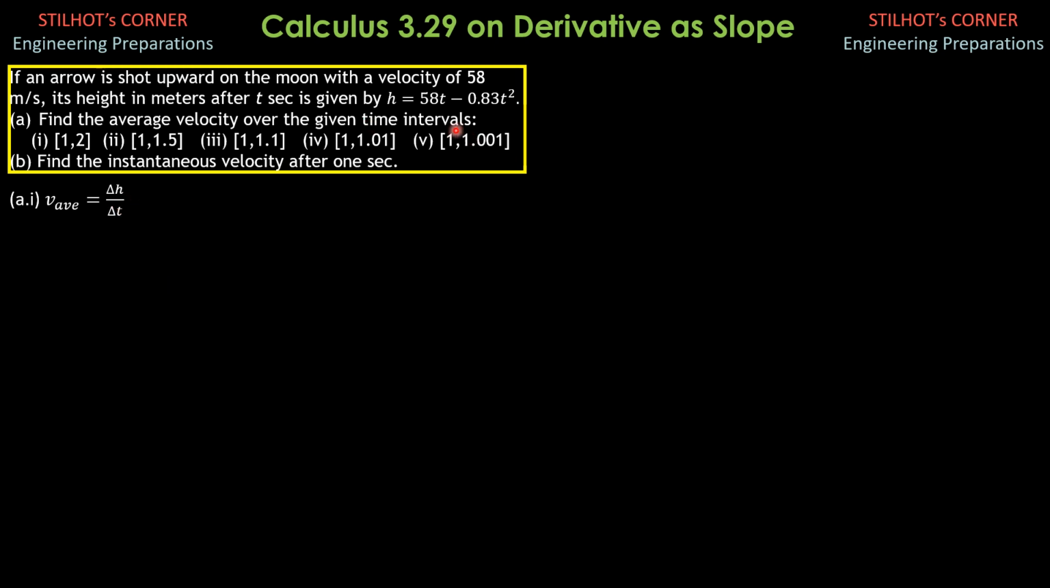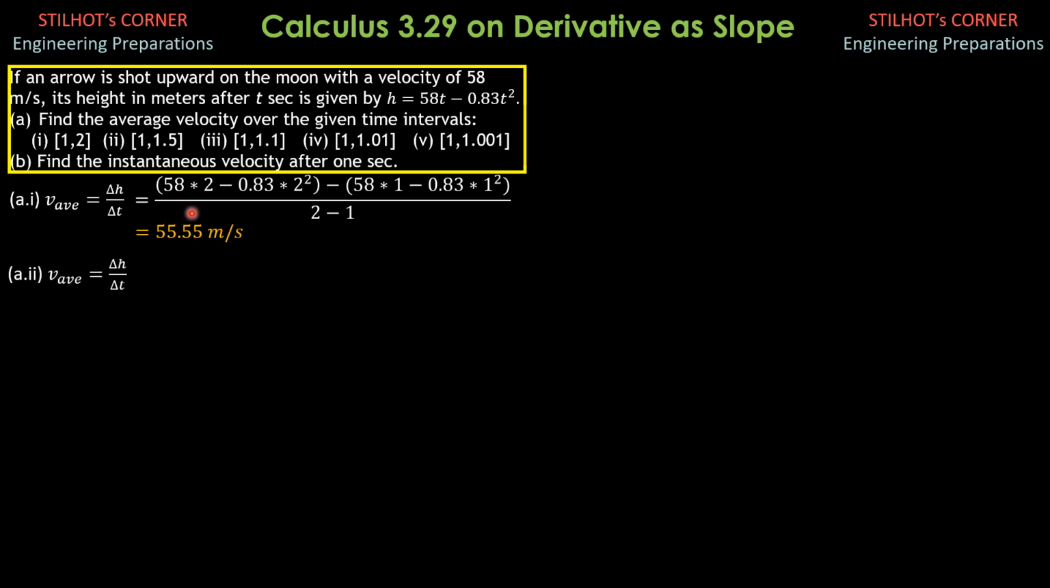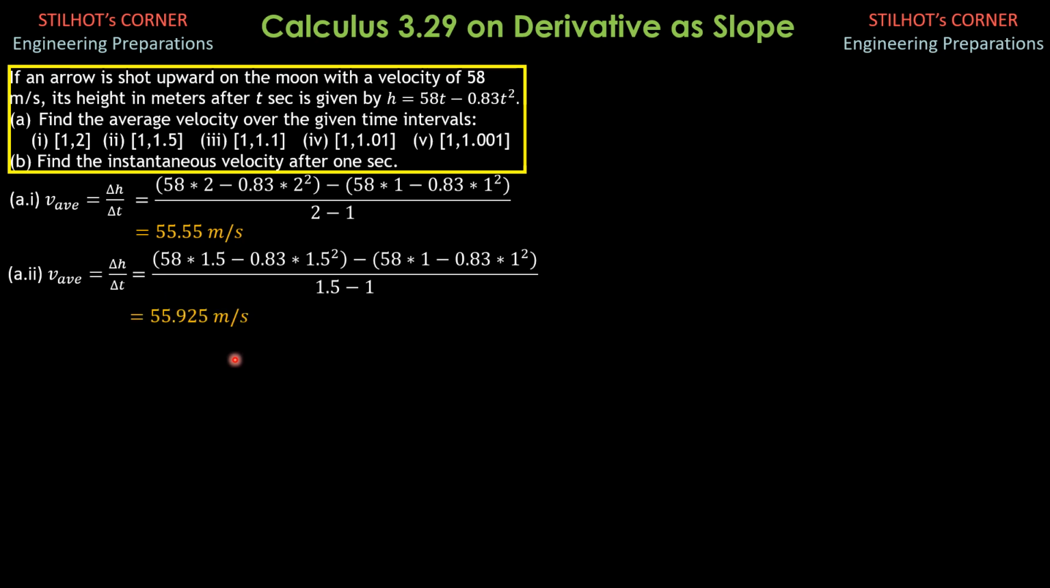So substituting, we have quantity 58 times 2 minus 0.83 times 2 squared, minus quantity 58 times 1 minus 0.83 times 1 squared, divided by 2 minus 1. Using your calculator, the average velocity for this time interval is 55.55 meters per second. For part 2, V average is equal to delta h over delta t, so it is equal to quantity 58 times 1.5 minus 0.83 times 1.5 squared, minus the quantity 58 times 1 minus 0.83 times 1 squared, over 1.5 minus 1. Again using your calculator, we have 55.925 meters per second.